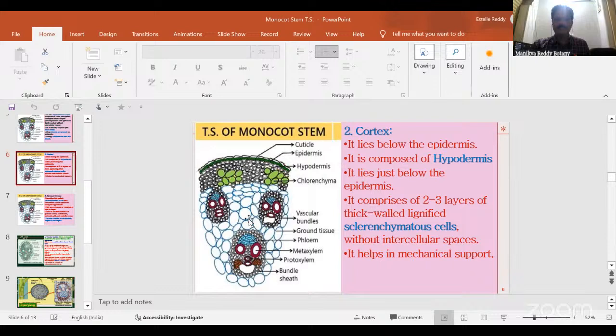You have to practice the differences also. You have to read some tips. Definitions are there: eustele and atactostele. The differences also you need to know.